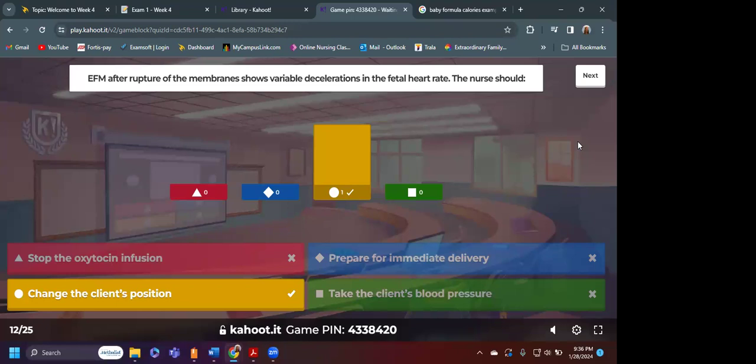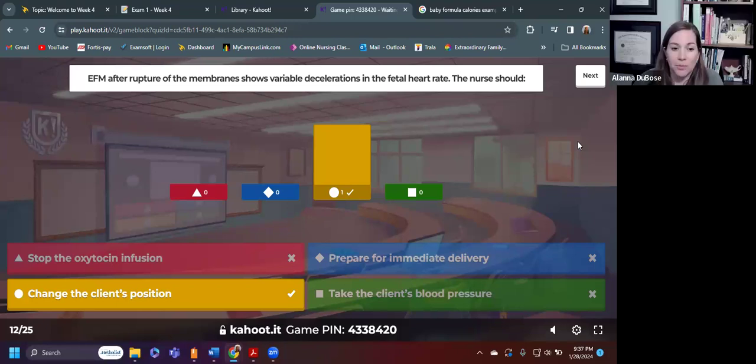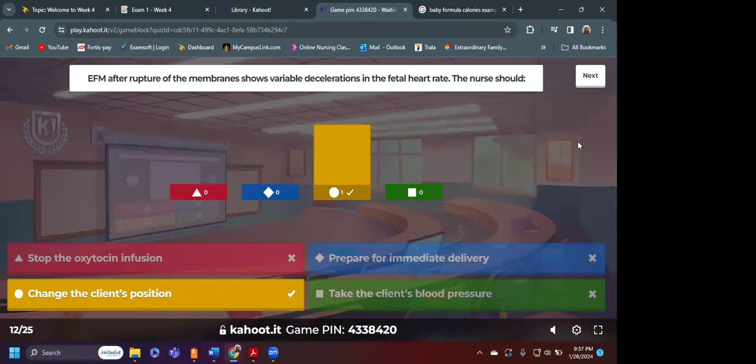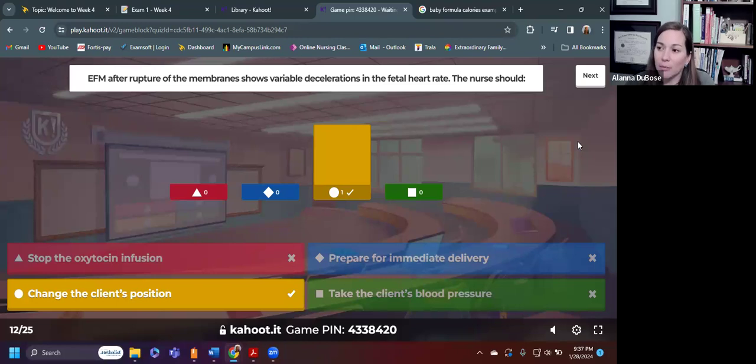So, red would also be a choice if we had already changed her position. If she has oxytocin running, we would want to turn that off if she is having continual decelerations, but it's not necessarily something you have to do at first. Changing the client's position, especially for variable decels, can get the baby off the cord, is the hope, right? So we're just trying to move things around and see if we can relieve pressure off the cord. But it's not an emergency.